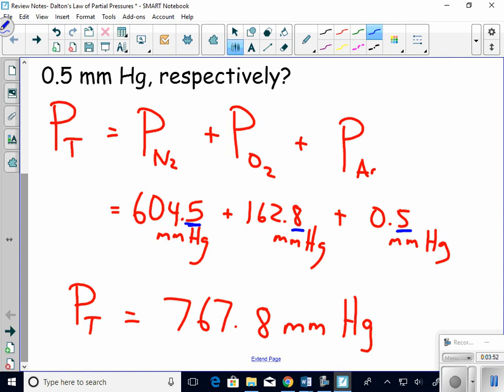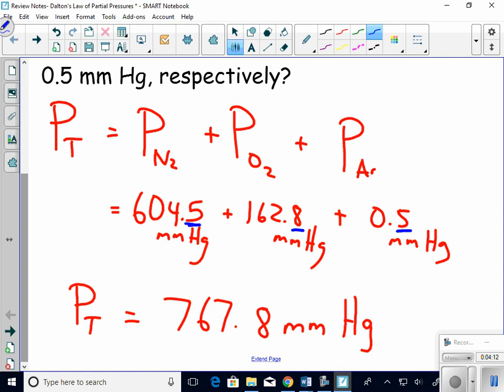Now you're going to see as we go on today, we're going to deal with different labels for pressures. You're going to see millimeters of mercury. You're going to see inches of mercury. You're going to see pascals. You're going to see kilopascals. You're going to see something called a torr.